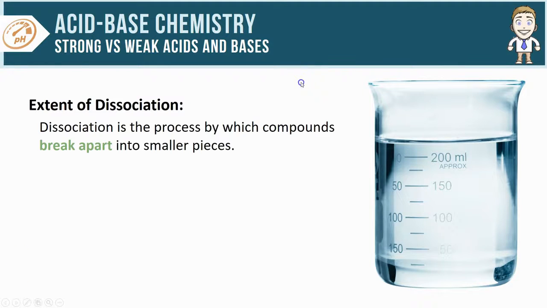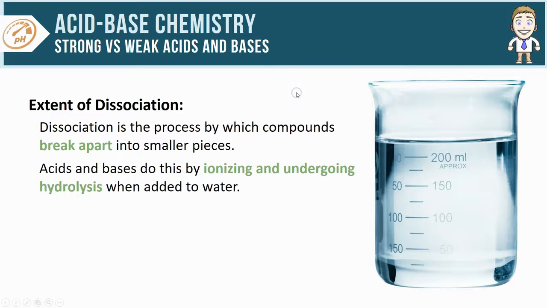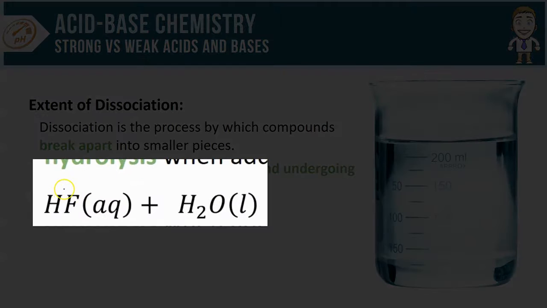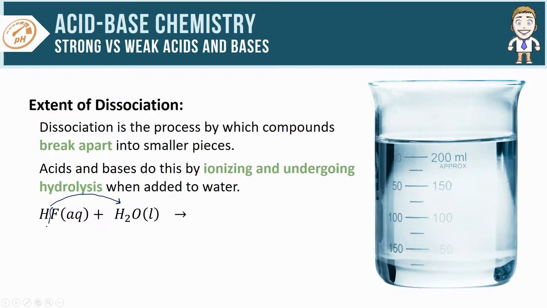So this word dissociation comes up a lot in chemistry, and anytime you see it, it's just describing a process where a compound breaks apart into smaller pieces. Usually it's describing atoms that are separating from each other. In terms of acids and bases, they're going to do this by ionizing and undergoing that hydrolysis reaction when you add them to water. So in the case of an acid like HF, we know that hydrogen is going to move over here and attach to the water. We can now say that hydrogen is dissociating away from the fluoride. That dissociation allows us to produce the expected H3O+ and F-.